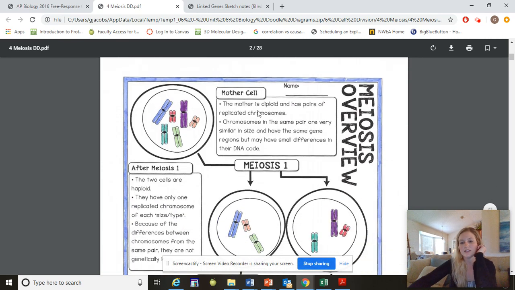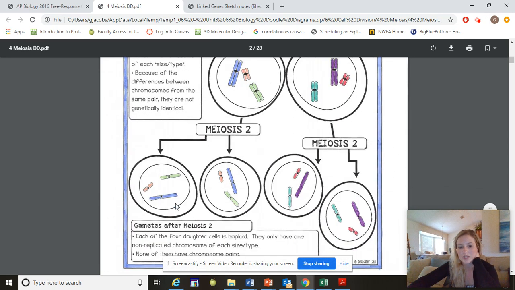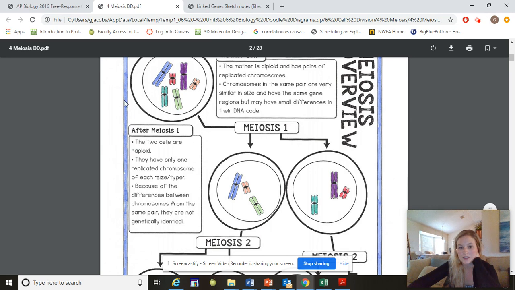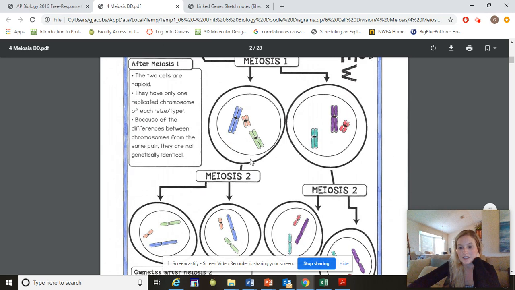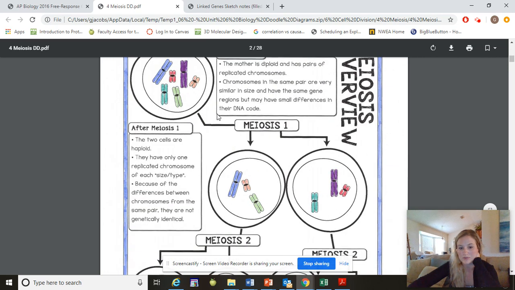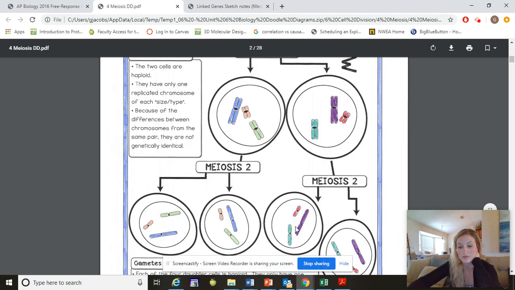But what do we have at the end of meiosis? We don't have replicated chromosomes anymore. At the end of meiosis, we have unreplicated chromosomes. So these started out with 6 and ended with 3 unreplicated chromosomes. So we started with 6 replicated chromosomes and ended with 4 cells that had unreplicated chromosomes with 3 chromosomes in each.